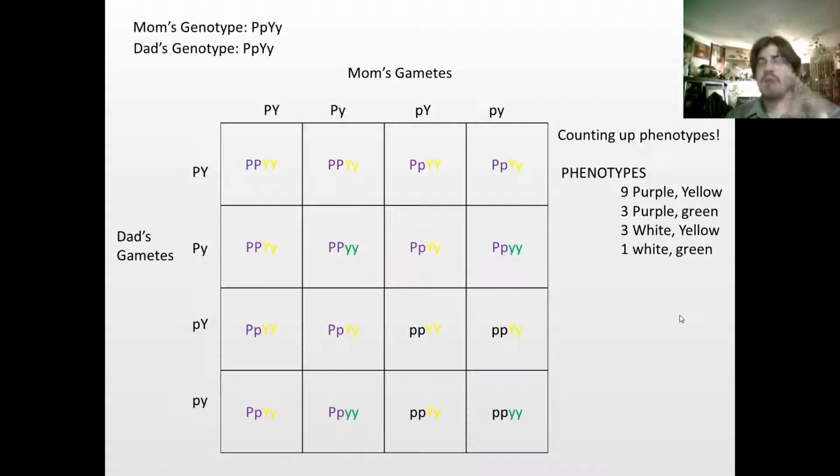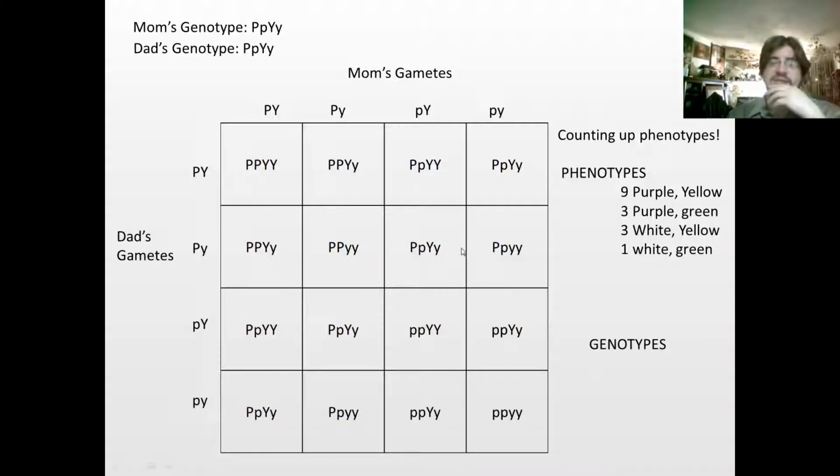Which makes our ratio for phenotypes in a dihybrid cross in which both parents are heterozygous, 9 to 3 to 3 to 1. Which makes sense because if you add up 9 plus 3 plus 3 plus 1, you get 16, and there were 16 possible combinations of gametes. The genotypes, oh no, that's a lot.